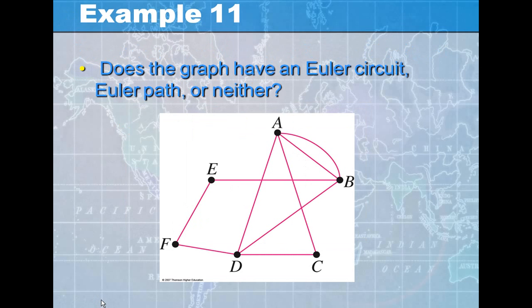Another example. If we find the degree of each vertex, we have 4 here, 4, 2, 4, 2, and 2. So notice that they're all even. If they're all even, then you have an Euler circuit.